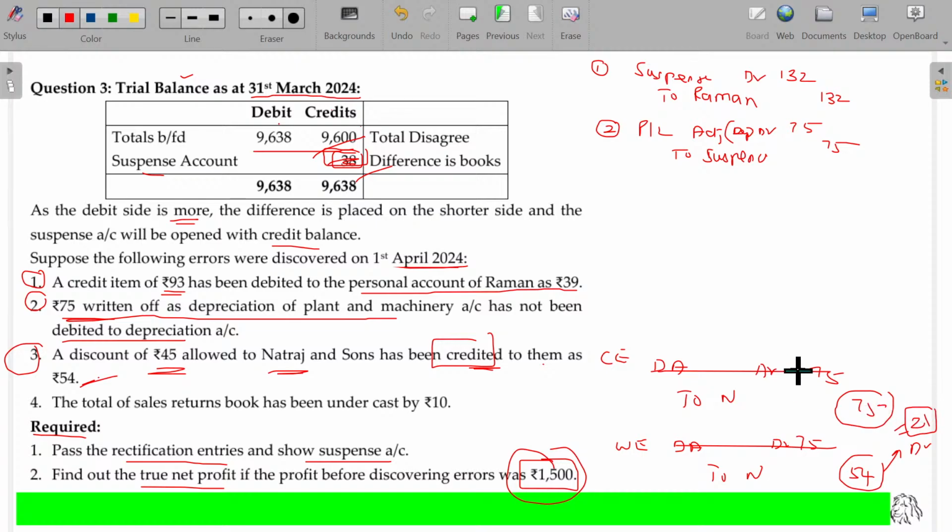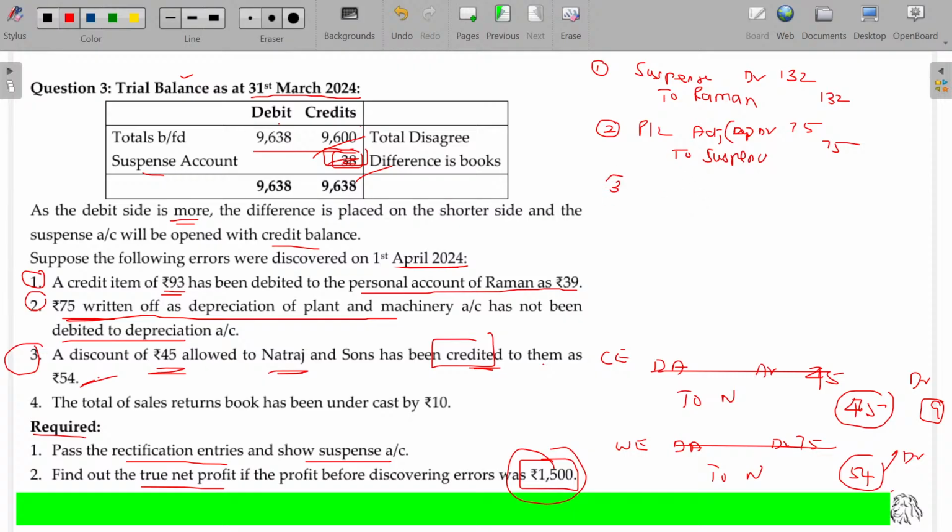No, sorry, this is 45. 45 is in the credit and 54 in the debit. So naturally, 9 rupees should be on the debit side. 9 rupees should be on the debit side.